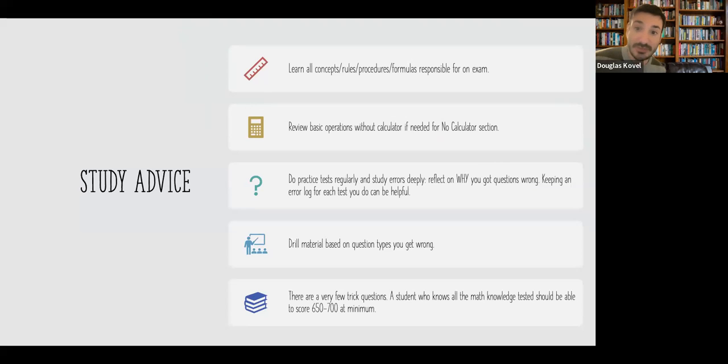The next thing that you want to do is make sure you drill material based on the question types you get wrong. So for example, if you're always somebody who gets questions wrong on, let's say, systems of linear equations, then you know that's a topic you're going to need to practice more. And you want to practice it until it's more or less second nature for you.